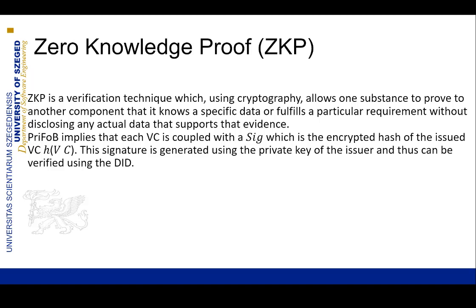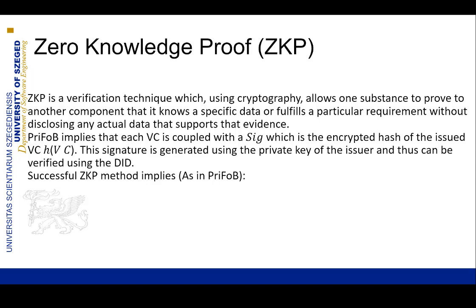In PriFoB, each VC, or verifiable credential, is coupled with a signature, which is the encrypted hash of the issued VC. This signature is generated using the private key of the issuer and thus can be verified using the DID, because the DID includes the public key of the issuer. Now, this signature cannot be forged because no one knows the private key of the issuer, but it can be easily verified by any system component.